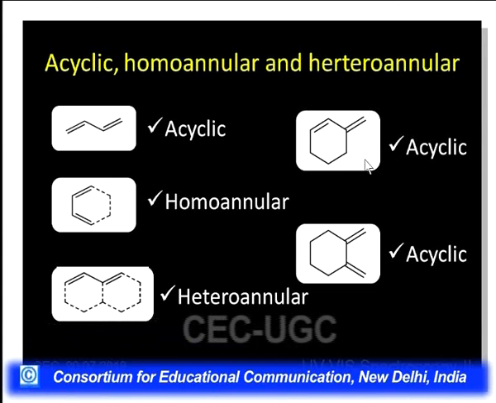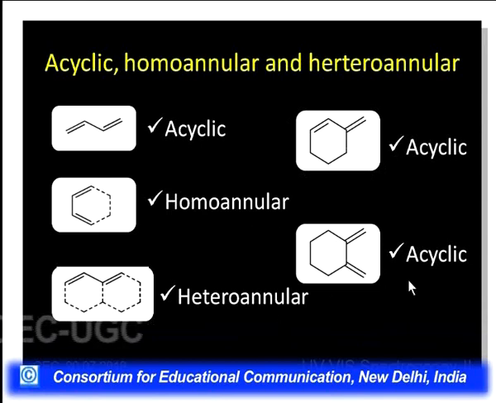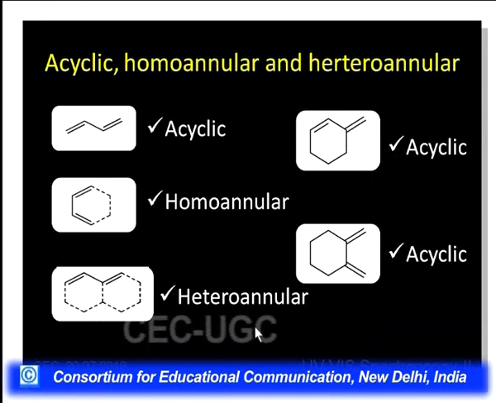So we should not get confused by seeing a ring over there and calling it homoannular or heteroannular. It is not so. Homoannular and heteroannular will be used if and only if the whole chromophore happens to be part of a ring or group of rings. Okay, I'm sure that this is understood, because this is very important, because that is what we are going to make use of in using these Woodward-Fieser rules to predict the lambda max value for different molecules there. Let's take some examples now.